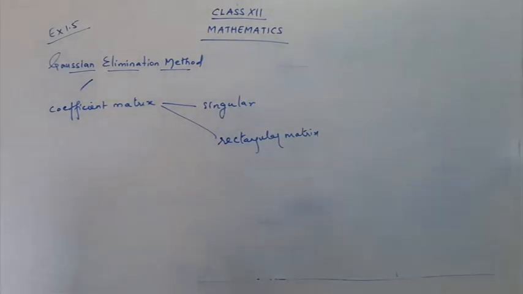In the previous class we have studied the different ways of solving the system of linear equations. We have seen how to solve the linear equations by Cramer's rule, and also how to solve the system of linear equations by the matrix inversion method. Yes, these two methods were seen. And now today we are going to see the third type of solving the system, that is the Gaussian elimination method.